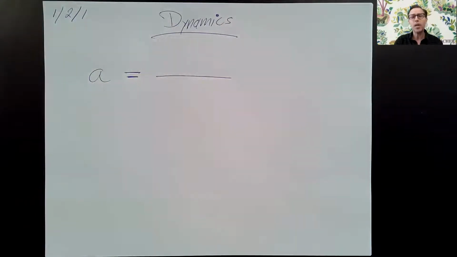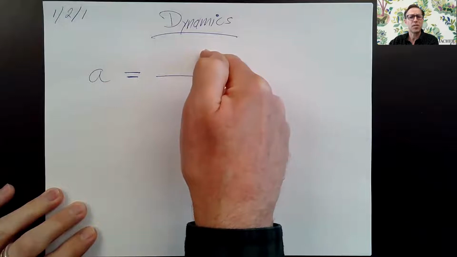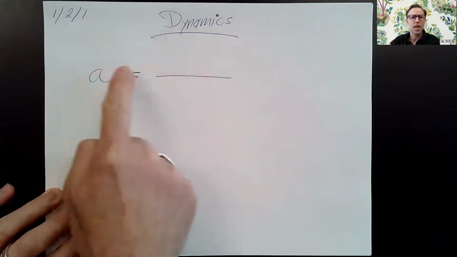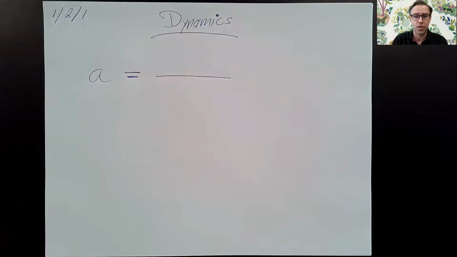All right, you should probably pause the video for 30 seconds right now and just think, what would I write here in the numerator that's in direct proportion with acceleration? And what would I write in the denominator that's in inverse proportion with acceleration? So think about that for a moment.